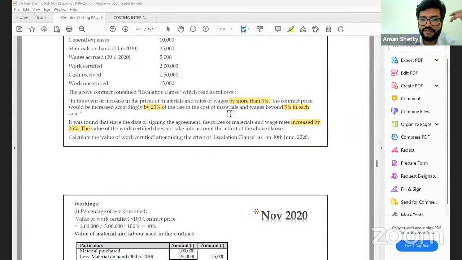It is 100. It has become 125. The increase beyond 5% is 20. They're saying 25% of this 20. Clear, all of you? Yes. All right. So 25% of this 20 only will be taken. That is 5. Okay, now.